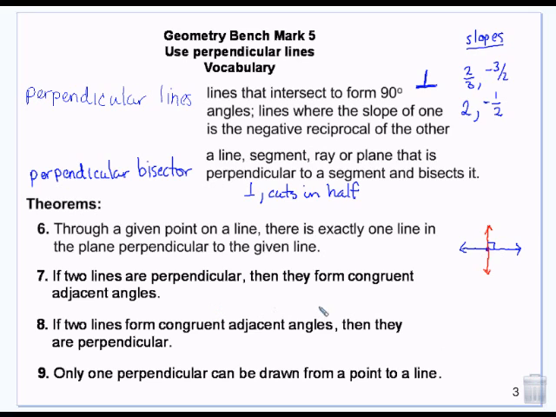If two lines are perpendicular, they form congruent adjacent angles. Well, if you think about perpendicular, that's 90 degrees, right? Well, so's that, so's that, so's that. So actually it's 4 congruent angles. So the angles next to each other are all adjacent congruent angles.